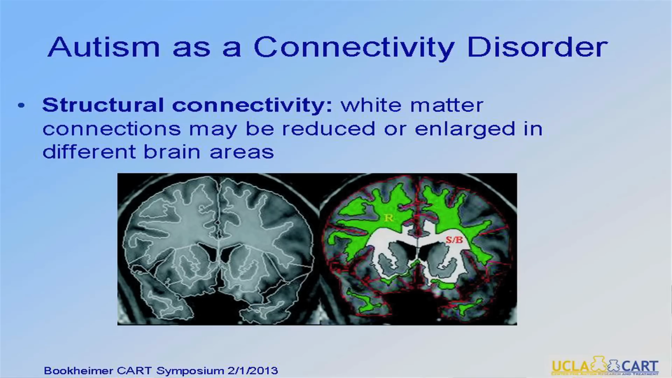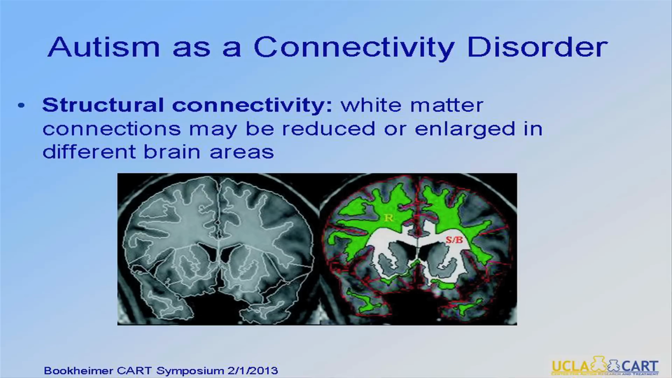This is what allows us to learn, make connections, and figure out what areas of the brain are going to talk to other areas of the brain, and to do it as efficiently as possible. Some studies have been done to suggest that autism can be seen as a connectivity disorder. And when we think about this, we can think about both structural connectivity and functional connectivity.